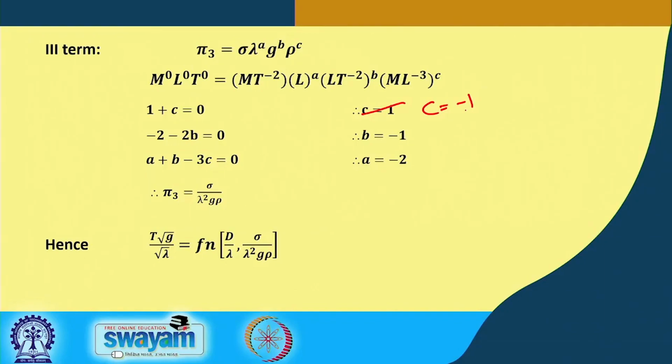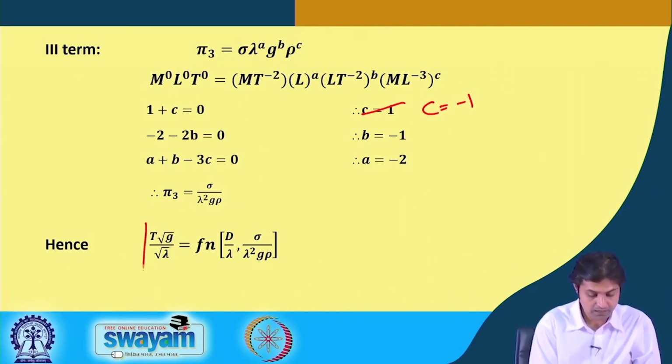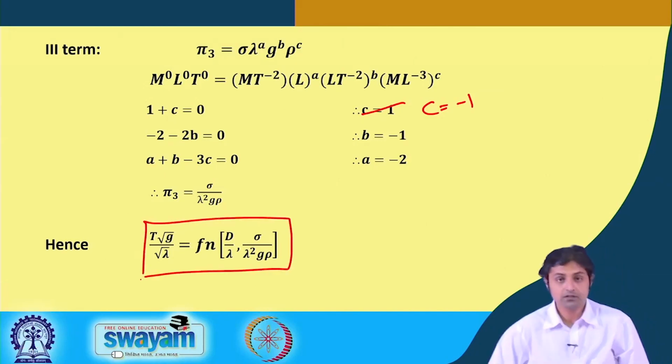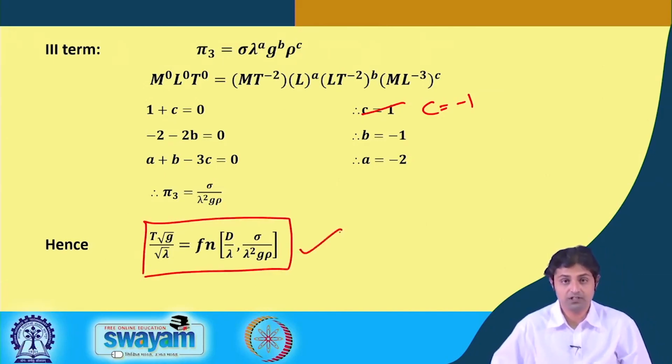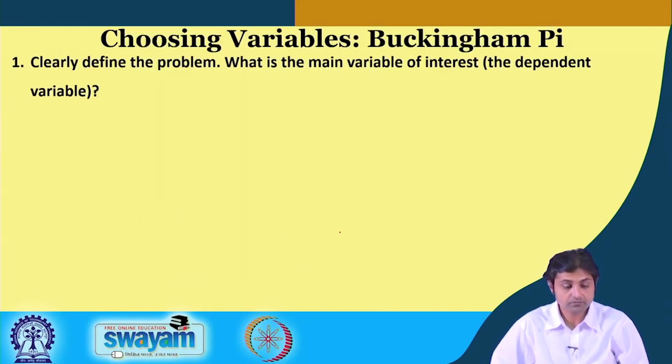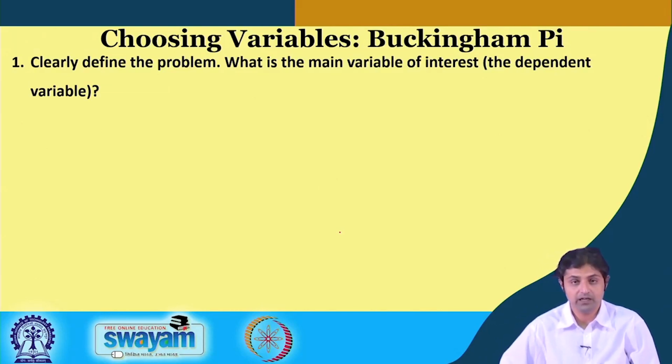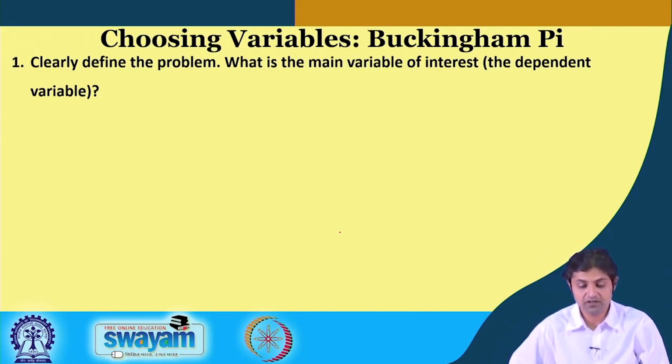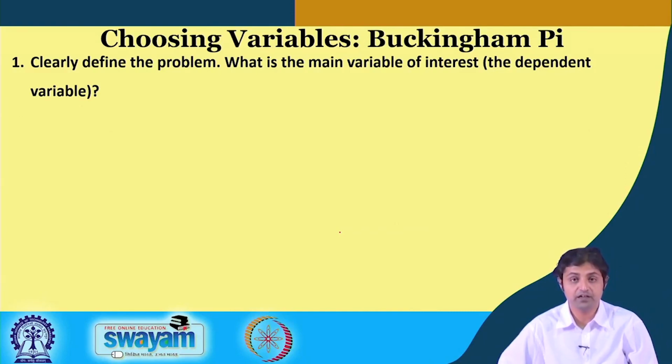Welcome back. In the last lecture we concluded by solving a question using the Buckingham pi theorem to obtain the time period. Now we proceed back to our discussion of how to choose the variables in the Buckingham pi theorem. Choosing variables: the first step is to clearly define the problem, and we have to understand what the main variable of interest, or the dependent variable, is.